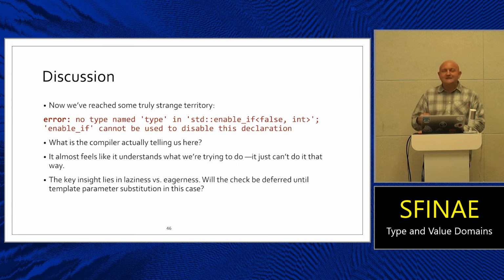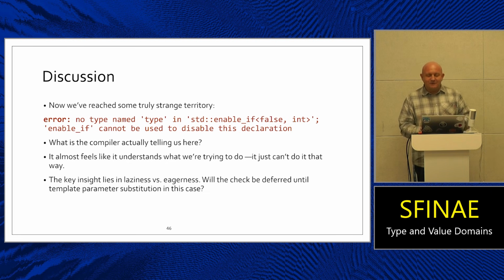This check doesn't happen in the immediate context. Our enable_if lives in the template parameter list of the member function, but not in a place where the substitution failure can quietly discard the overload. In other words, the compiler is too eager here. It tries to resolve enable_if right away, before substitution. And that's the key idea: laziness versus eagerness.